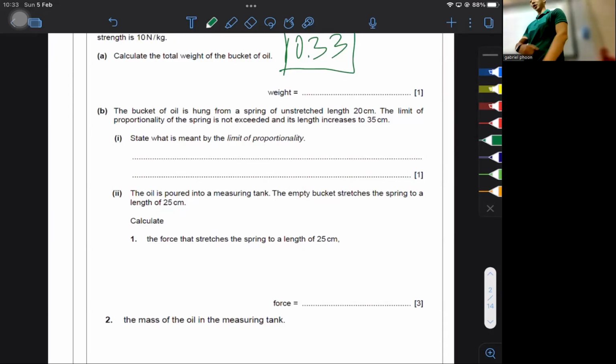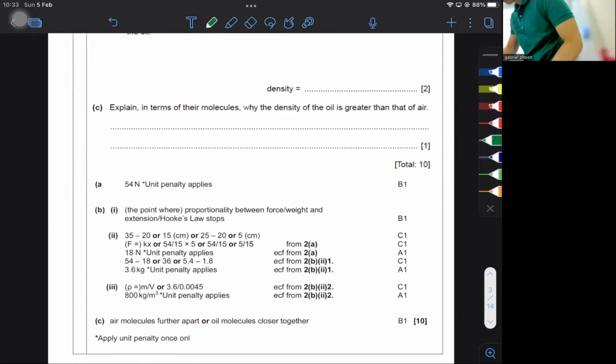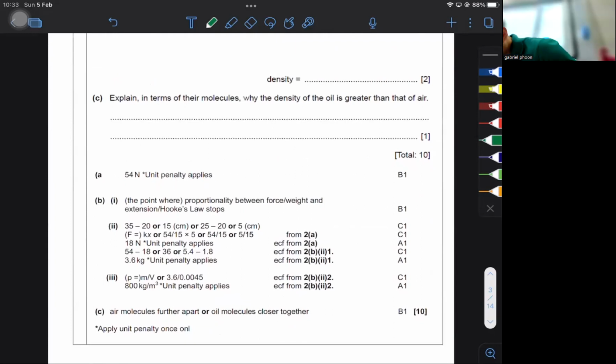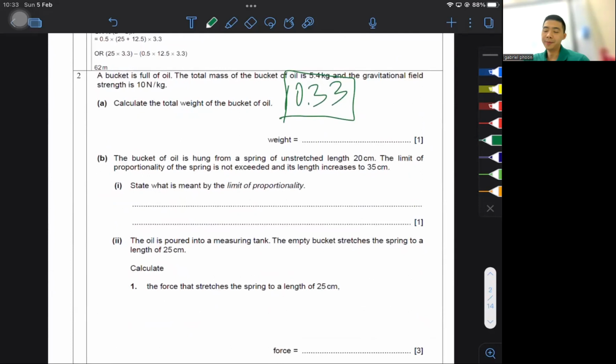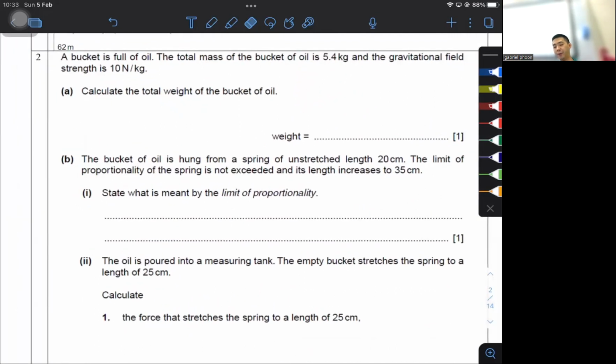Okay, guys, let's go through the question together. Everyone, pay attention. Look at this question here. The first information they give you is a bucket full of oil. The total mass of the bucket of oil is 5.4 kg.